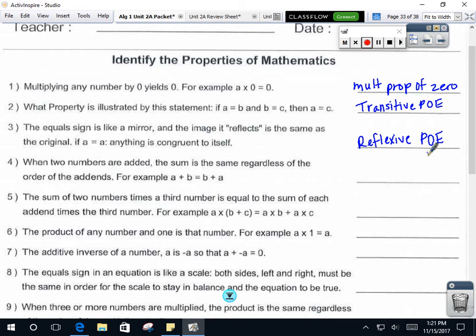All right. Number 4. When two numbers are added, the sum is the same regardless of the order of the add-ins. The add-ins are the numbers that are added. For example, A plus B equals B plus A. Right. Commutative property of addition.